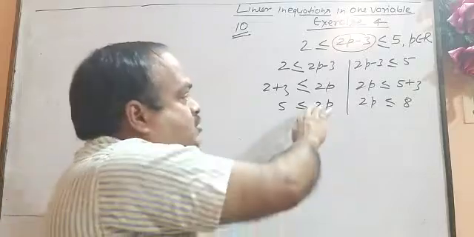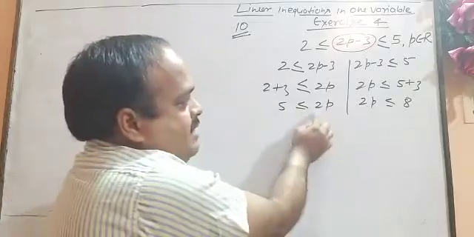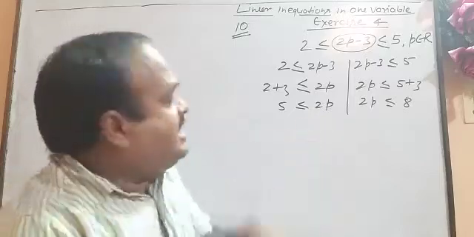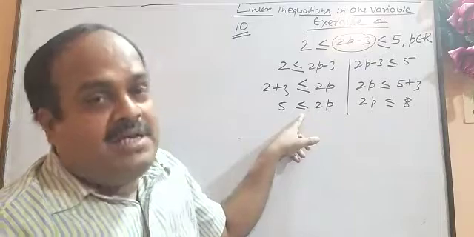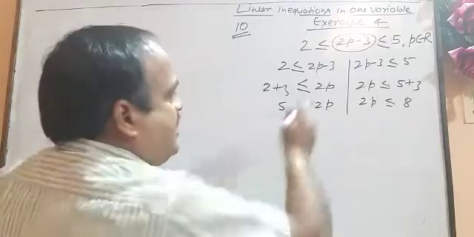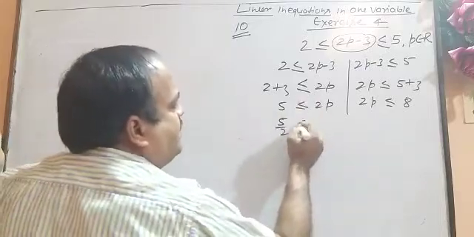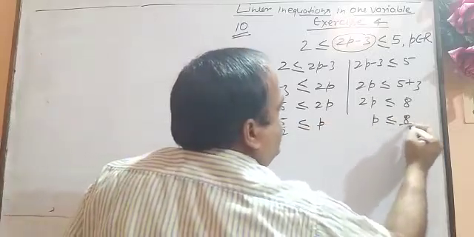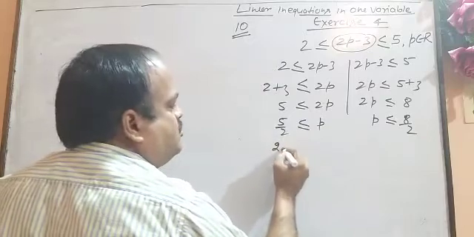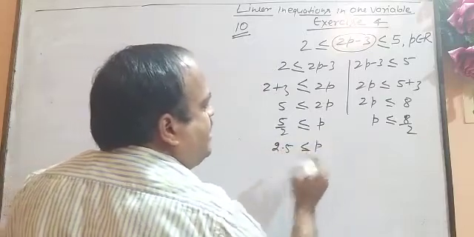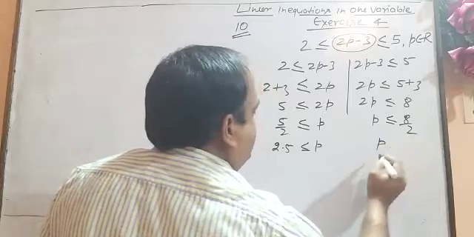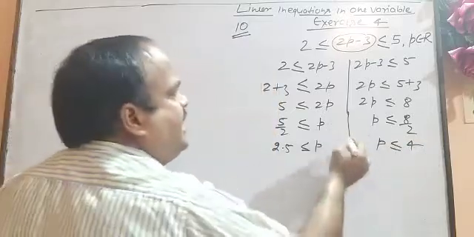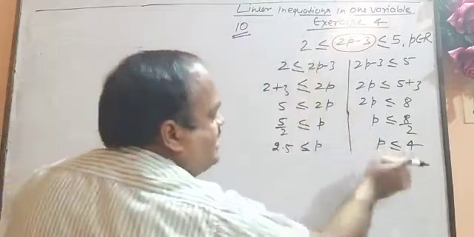So, it's the time to do division. Since this number is positive, while doing the division, we do not need to change this symbol if the number is positive. I told you. So let's do division. 5 by 2 is less than or equal to p, less than or equal to 8 by 2. So this becomes 2.5 less than or equal to p, and p is less than or equal to 4. So we have simplified both sides.